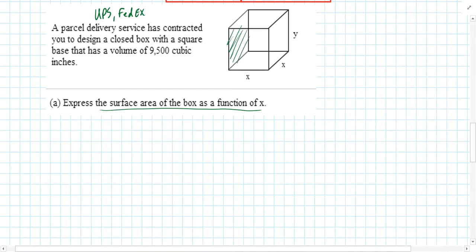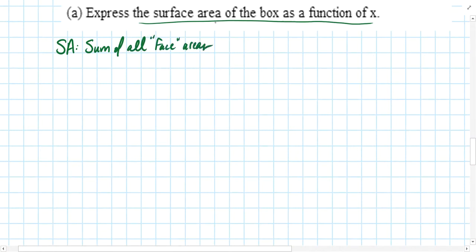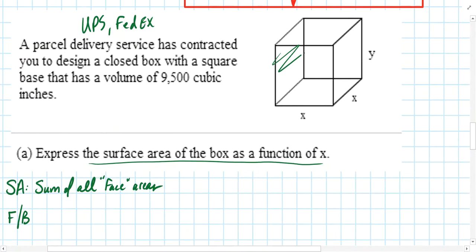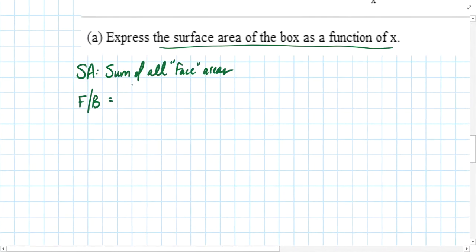The amount of cardboard associated with this box is essentially the surface area. If we were to add together the area of each face of this box, then we'd have our surface area. So I'm going to make a note of that: the surface area is the sum of all face areas. In this case, we have a front and a back that are identical. The front side and the back side are both x units wide and y units tall. So the front and back areas are going to be x times y.